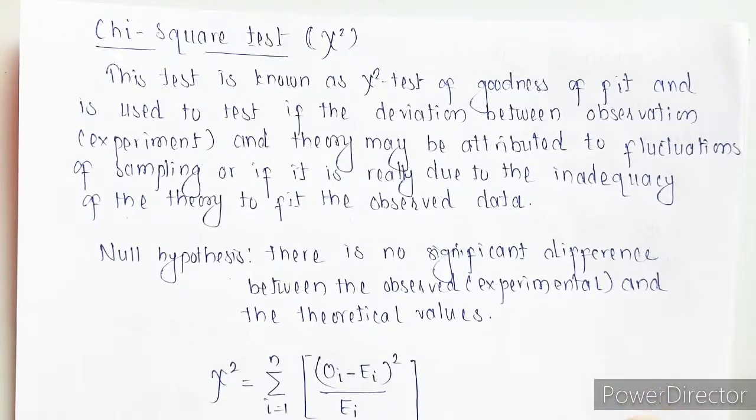Chi-square test. Now this test is used to check whether there is any deviation between the observed frequency and the theoretical frequencies, also known as the expected frequency.